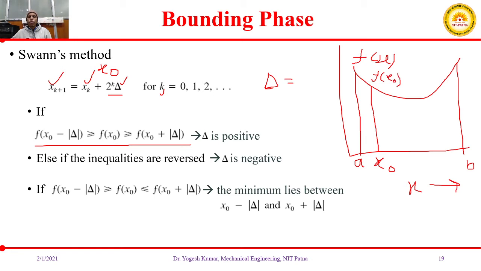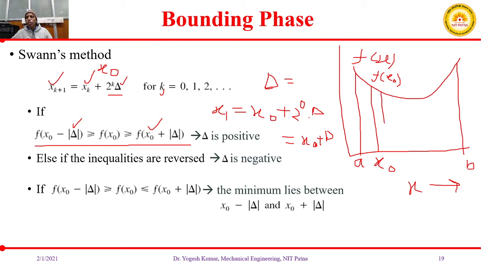This is given by fx0. Okay, and now for the first point, k will be 0, your x1 will be x0 plus 2 raised to the power 0 into delta. So this will give you x0 plus delta. Okay, so we will move in both directions. We are calculating fx0 minus delta, as well as fx0 plus delta.